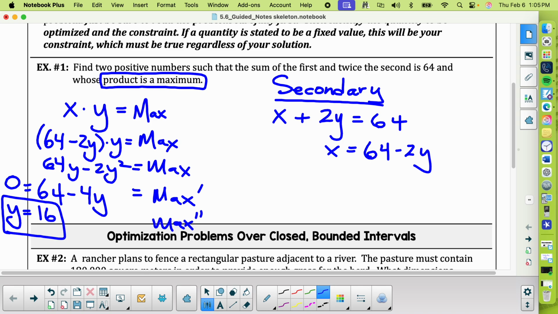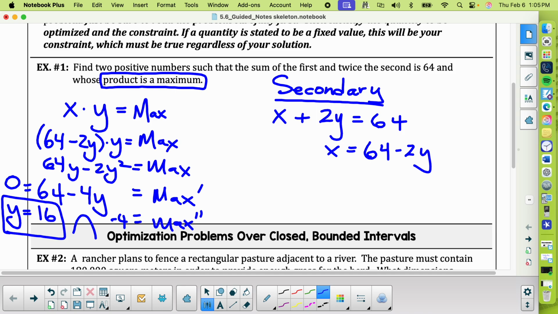And on this one, the second derivative is -4. That means every single point has a negative concavity. So 16 would have a negative concavity. That would mean 16 is curving down. That would mean 16 is a relative max.